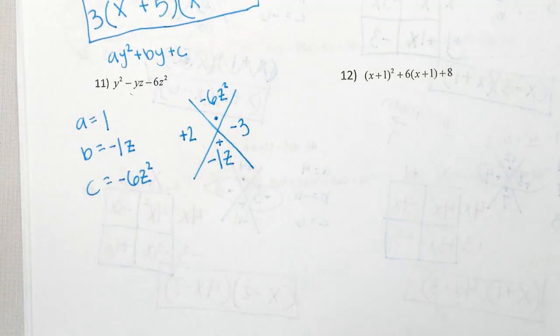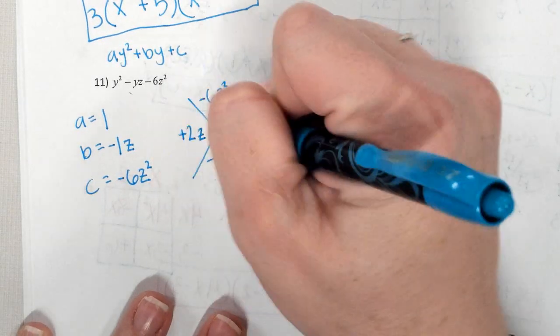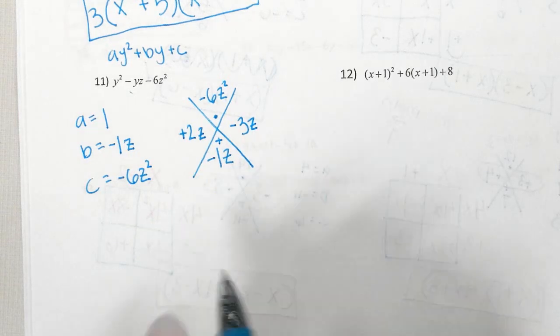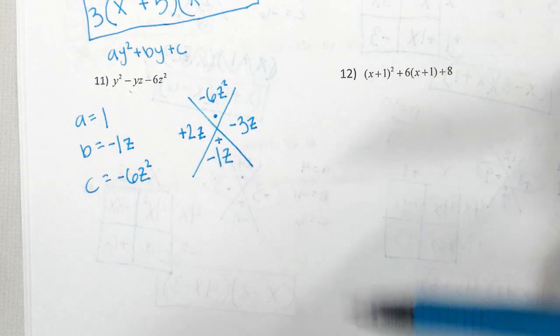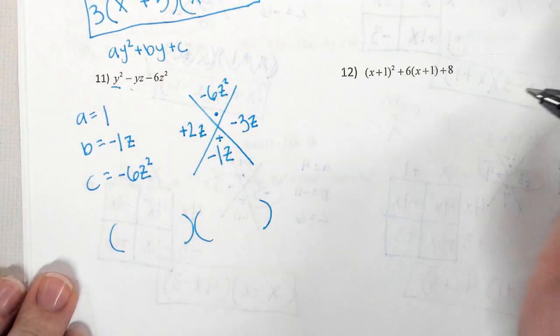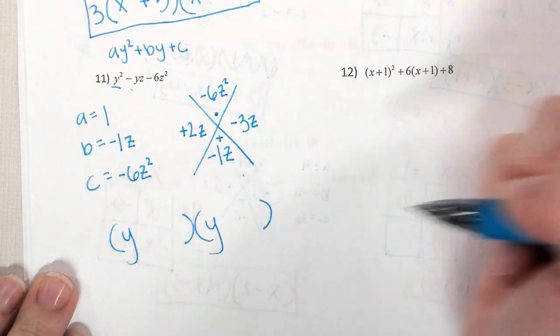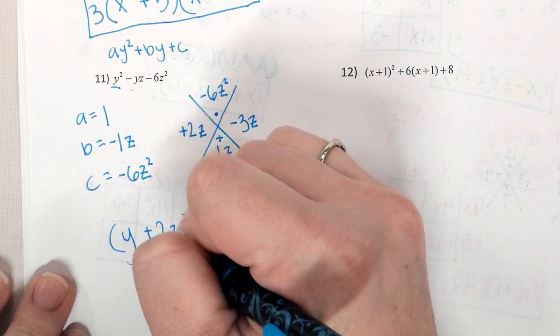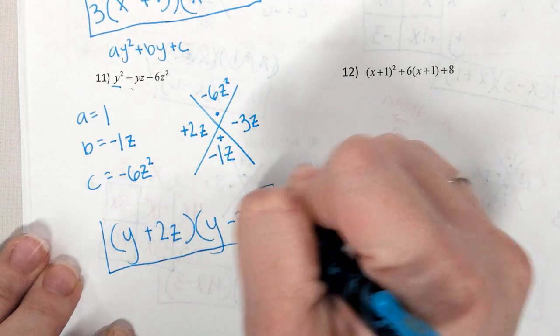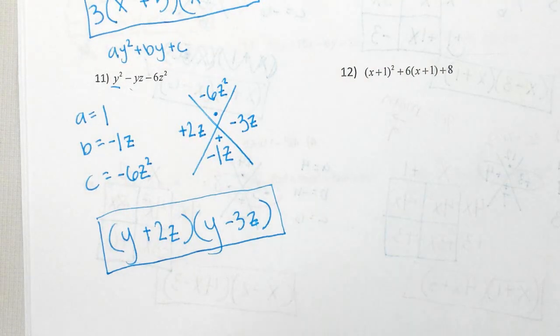Now, what times what gives you z squared? Z times z. Well, what's 2z minus 3z? Isn't that just negative 1z? So did this work? Yeah, it multiplies to give you that and adds to give you that. So we're done. What times what gives you y squared? Y times y, and then bring down your split b. If you're trying to find your split b, yes.